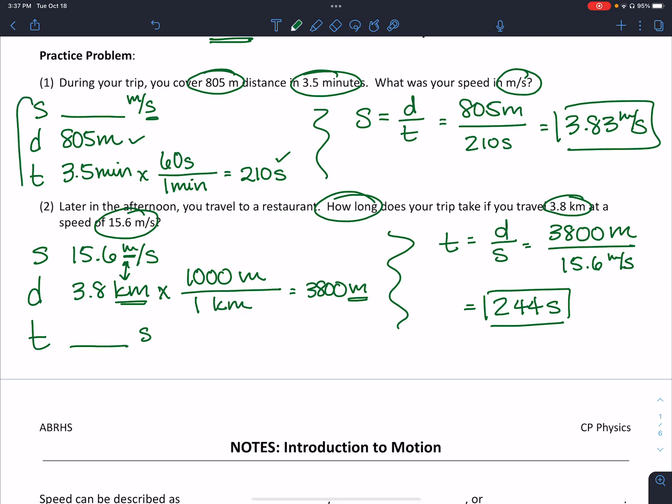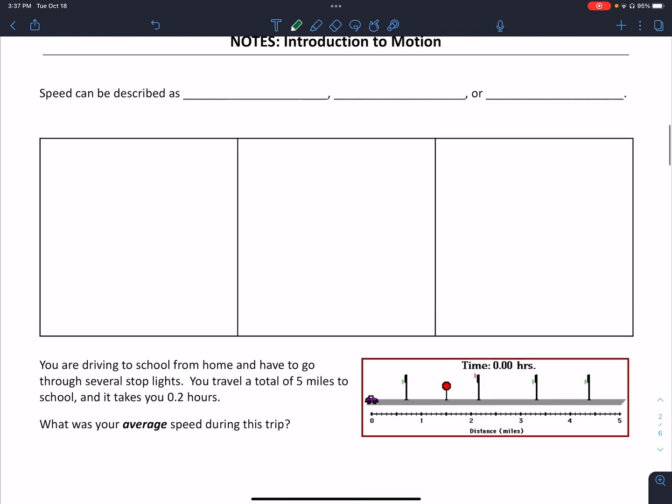All right, I like to organize my data this way, but you do not have to. That's just an option.